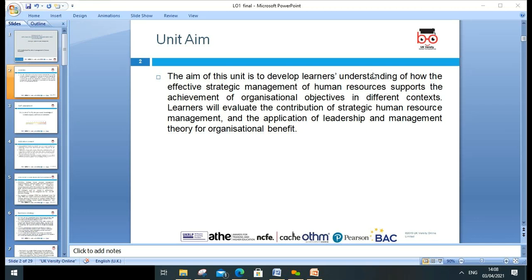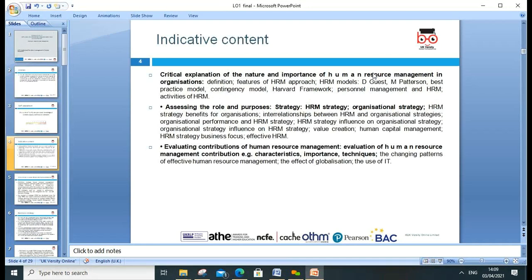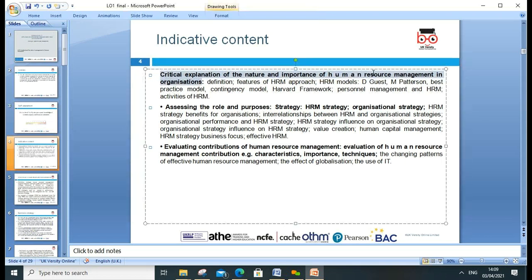So learners will evaluate the contribution of human resource management and leadership management theories to organizational benefits. That's all we will go through in today's lesson. So we'll start. Okay, the key contents in this unit which we'll go through under this learning outcome: we have 3 assessment criteria. First, critically explain the nature and importance of human resource management in our organization.